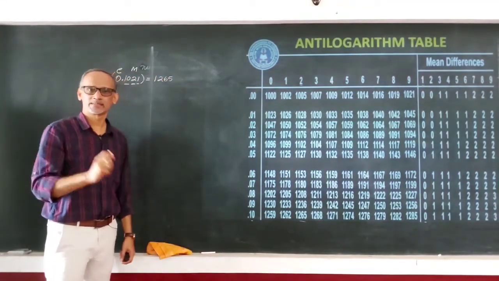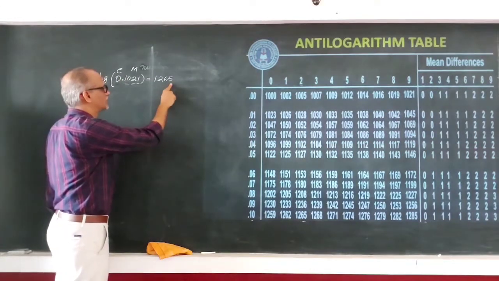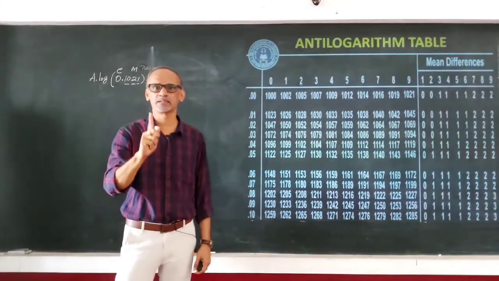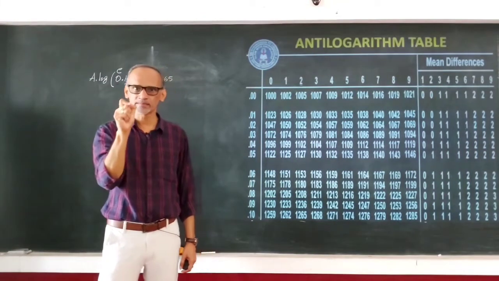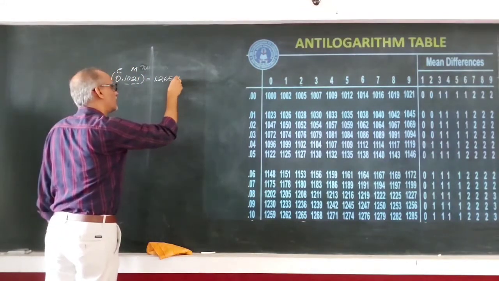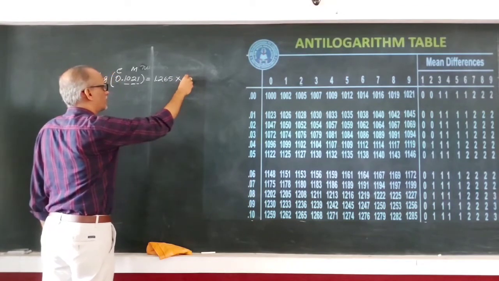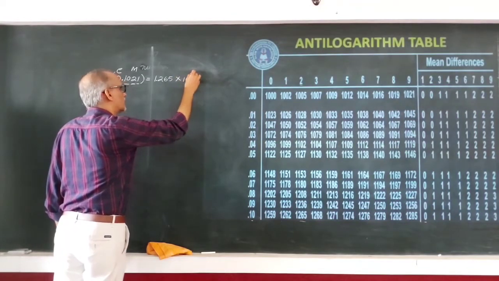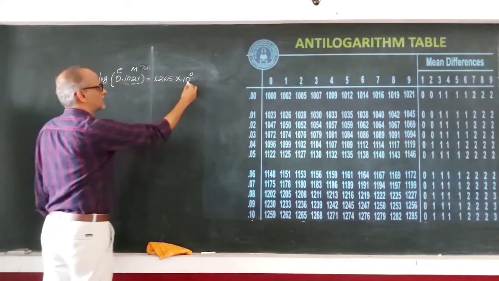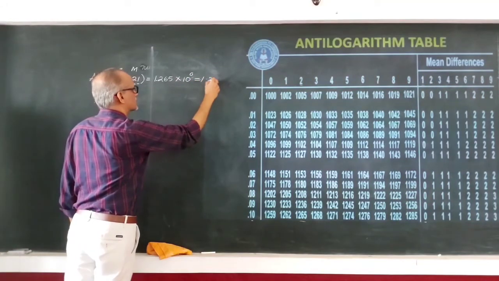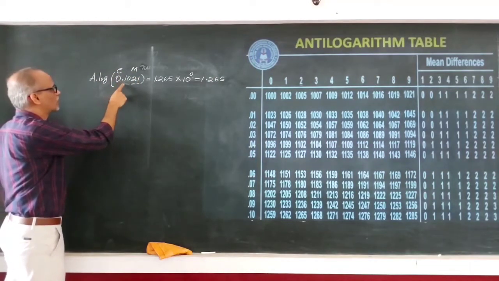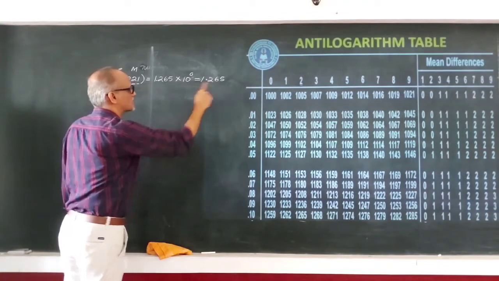After that, the rule is this. After writing these 4 digits, you write the decimal point always after the first digit. Keep this in mind. Put the decimal point after the first digit only. And then you multiply by 10 raised to the power, and that power must be the characteristic, which is 0. But what is 10 to the power 0? It is 1. Therefore, the final answer is 1.265. So now we see that the anti-logarithm of 0.1021 is 1.265.